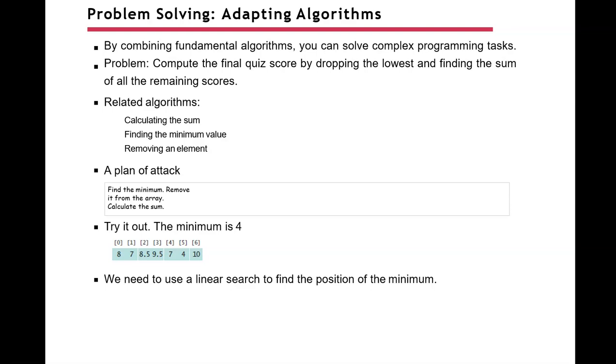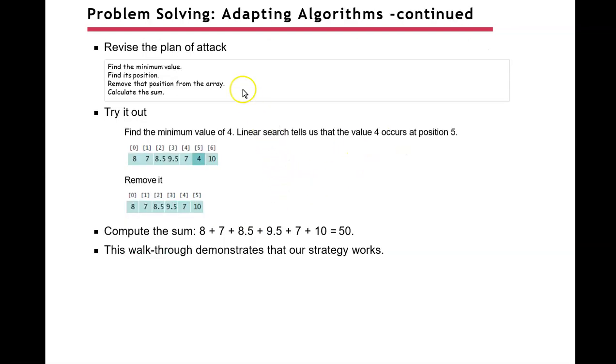So we'll need to use a linear search to find the position of the minimum. Now, we can revise this a little bit. Find the minimum, find its position, remove that position from the array, and calculate the sum. Here we find the minimum of 4. It occurs at position 5. We're going to remove it, which moves everything down a bit. Then we're going to compute the sum. And this is how this strategy works.